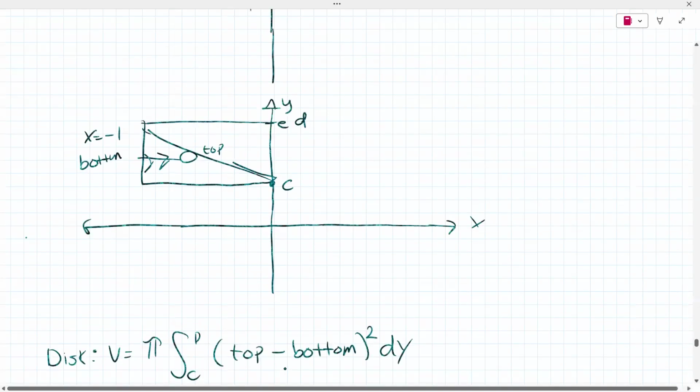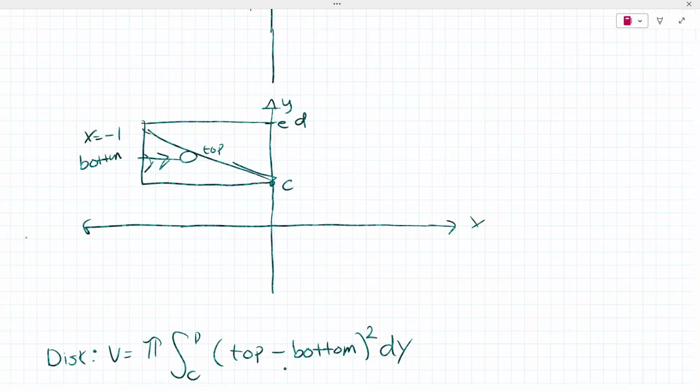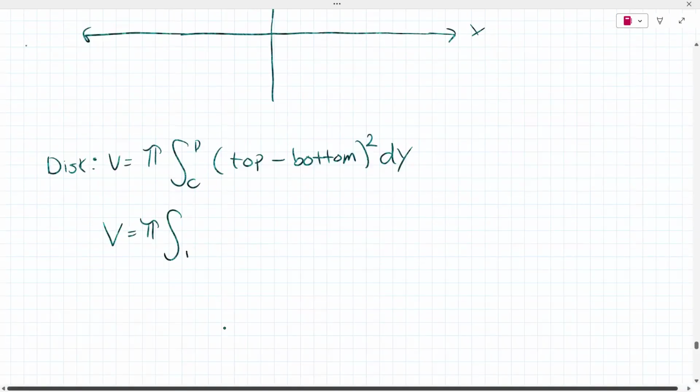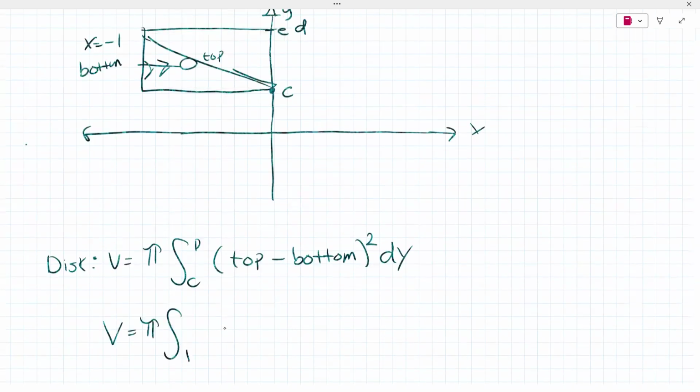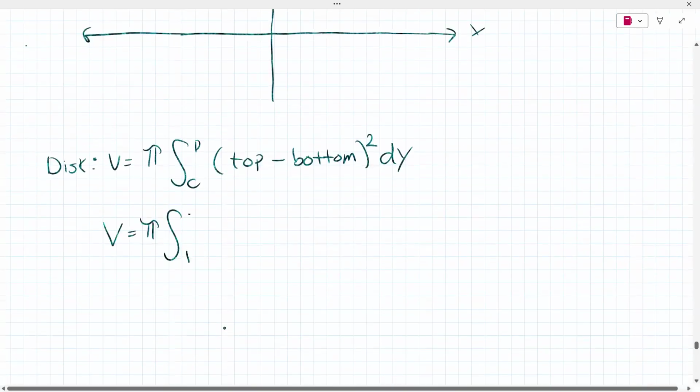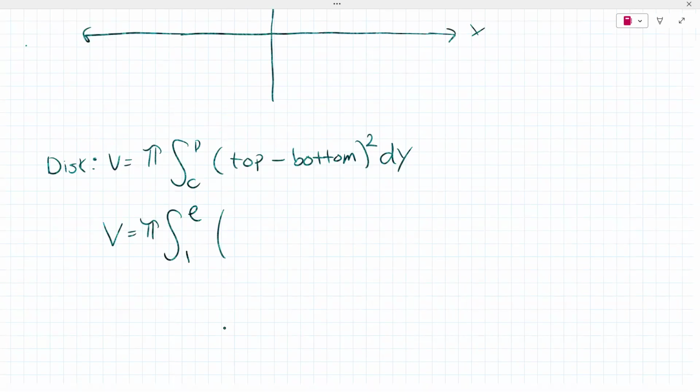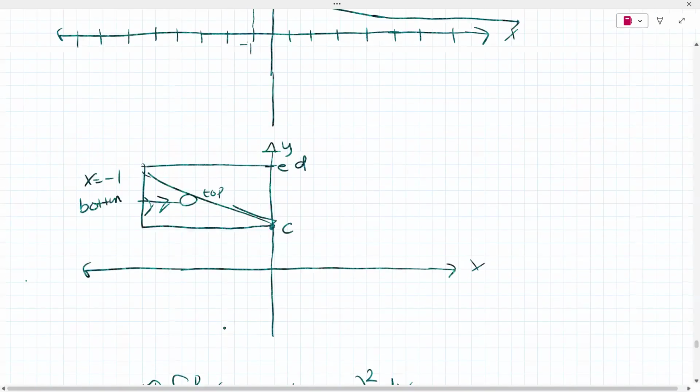And then our C, what is our C? It's 1. And our D is e. And then our top is the negative ln of y.